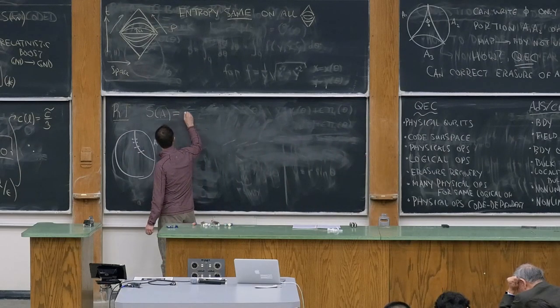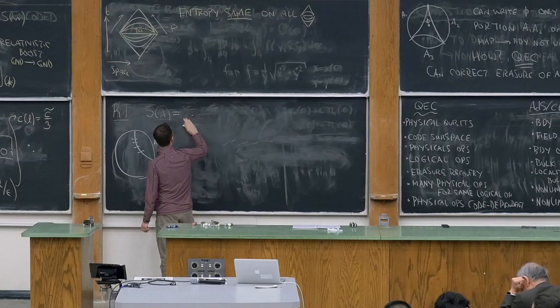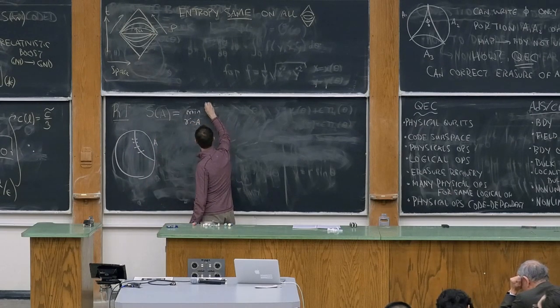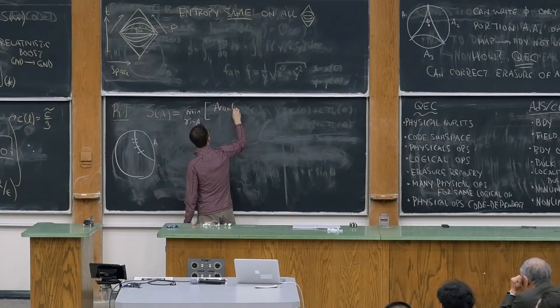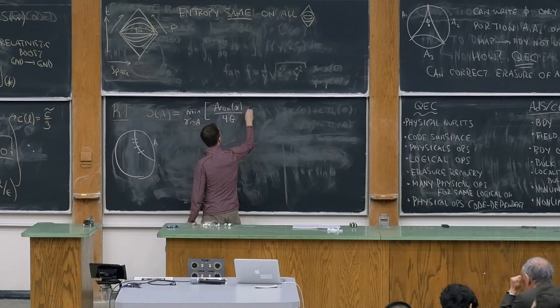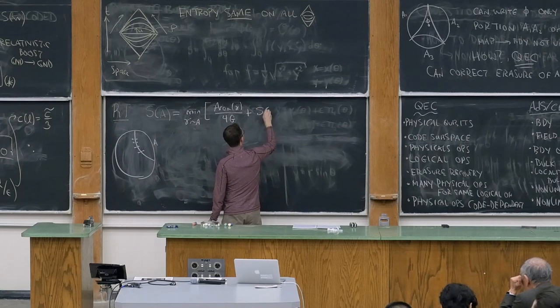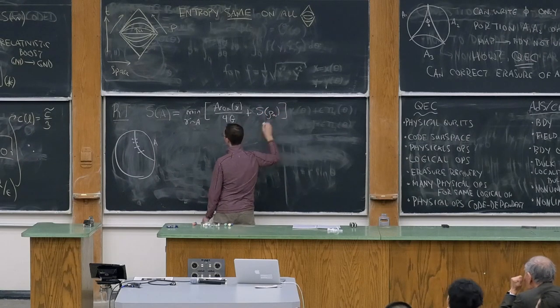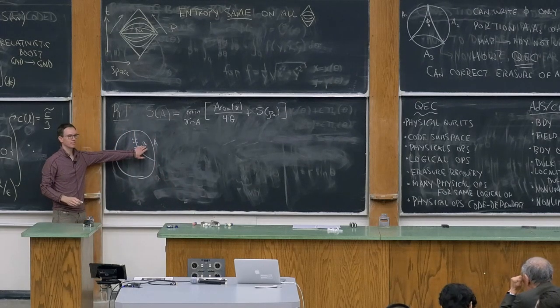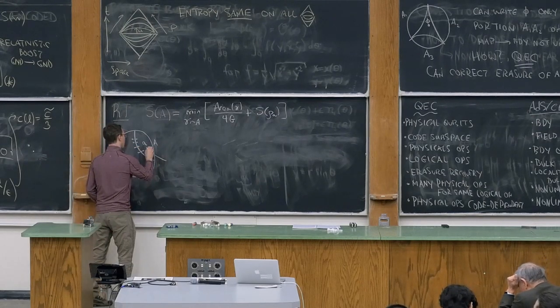And so what you should actually be doing here is taking the minimum over curves or surfaces gamma that are homologous to the boundary region A, of the area of gamma, what we were calling the length, but in higher dimensions it's an area, over 4G, plus the entropy of the bulk fields. In the definition of homology, remember there was a bulk region, little a, that I don't think I gave a name. We call this the entanglement wedge.